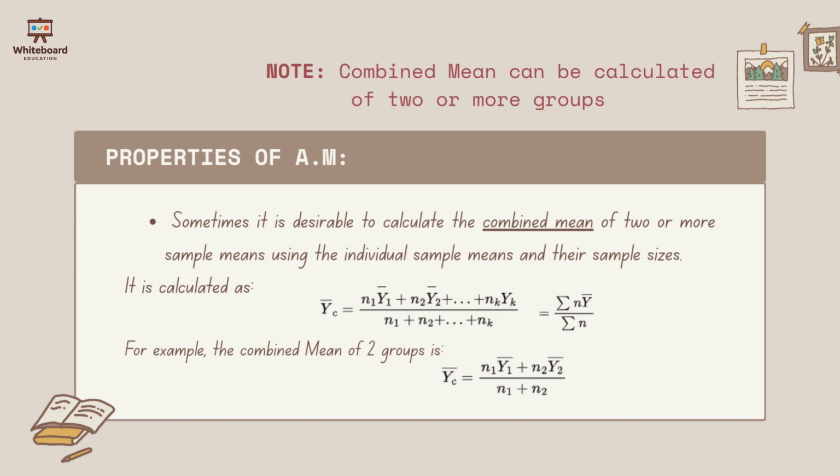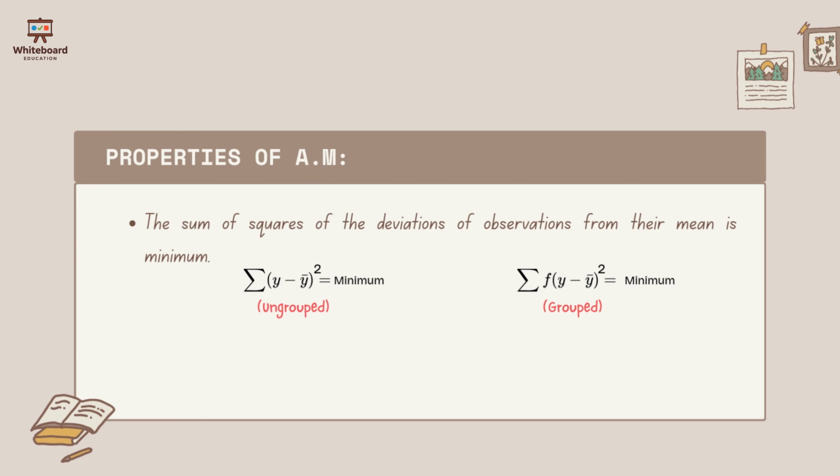The third property is quite similar to the first. Here the sum of squares of the deviations of observations from their mean is minimum. Meaning that if we take the collective square of summation y minus y bar, it must be minimum. Here are the formulas we use when dealing with ungrouped and grouped data.